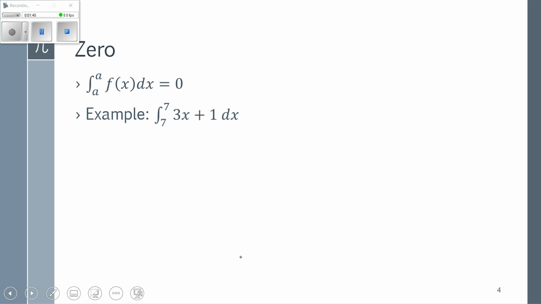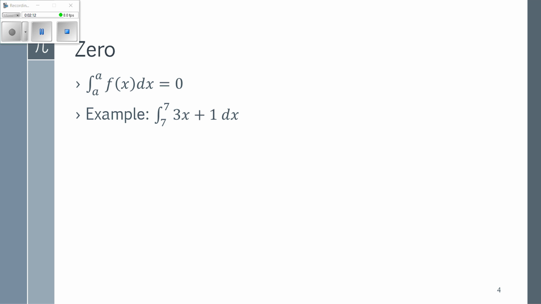The zero property is one of my favorite ones because it's really quick if you notice it. It just says if my upper and lower bound are exactly the same, my definite integral has to be 0. And this makes sense because if my upper and lower bounds are the same, that means the width of my region is 0. So the width of every single rectangle is 0. And if the width of the rectangles are 0, the areas are 0.